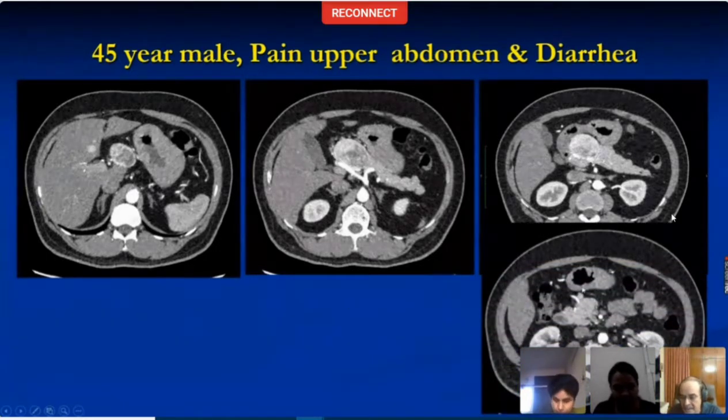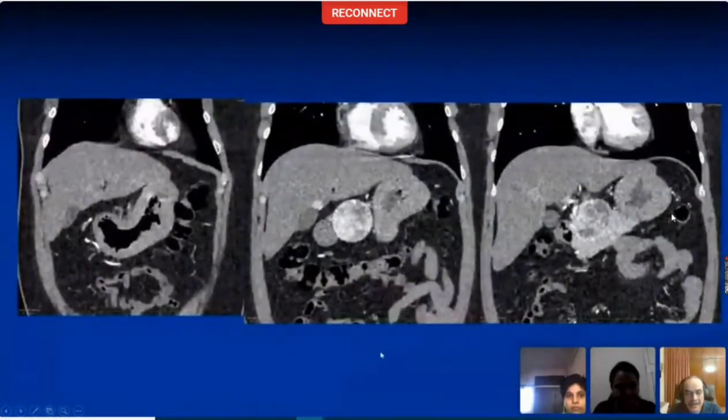In addition, if you see this scan, this is actually the head of the pancreas, and what is this structure here? Can you see my cursor? Yes, sir. So what is this structure? This is likely to be a lymph node. Okay. These are some coronal images. How do you want to describe this? This is also the arterial phase.